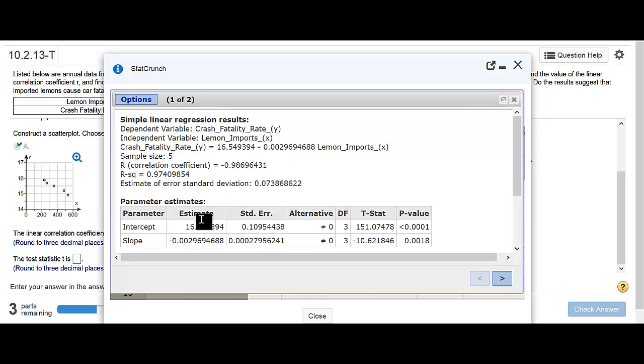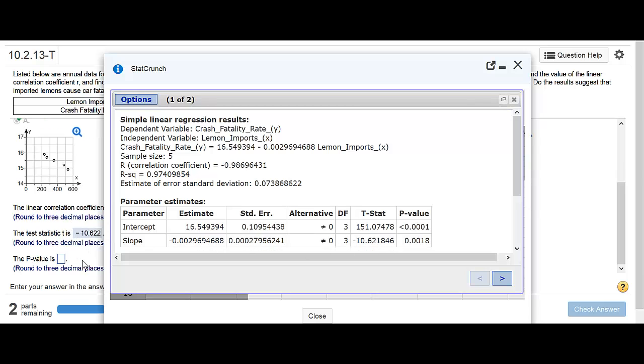We are also to find the test statistic, t. Now that will be for the slope coefficient. So we're testing the slope coefficient. Notice here it says that the alternative hypothesis is not equal to 0. That test statistic is minus 10.622 if we round to 3 decimal places. We are also to find the p-value and round it to 3 decimal places. So we see that rounded to 3 decimal places, the p-value would be 0.002.